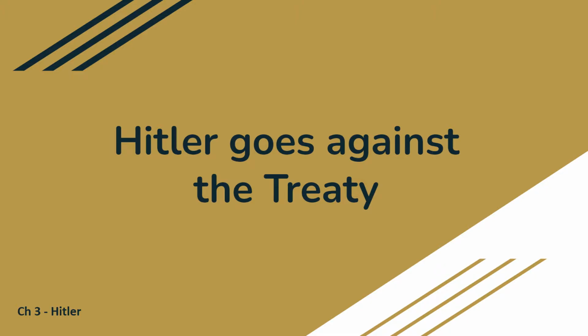Why Did International Relationships Break Down? And we're going to look at Hitler Goes Against the Treaty. So go ahead and get out a piece of paper and a pen and write the title down. We've already looked at what the terms were and what his policies were, and now we're going to see the step-by-step things he did to actually break the treaty. So I'll go ahead and go on to the next page.